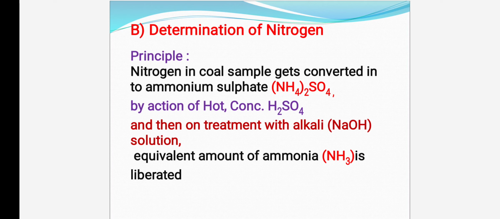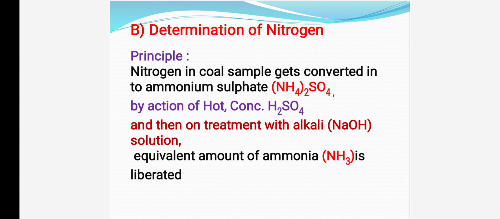In this session, we will discuss determination of nitrogen. As in the last session, we have seen determination of percent carbon and hydrogen. Now, how to determine percent nitrogen? First, we will see the principle. So, nitrogen is what is present in the coal sample.